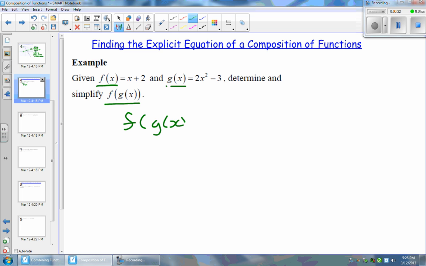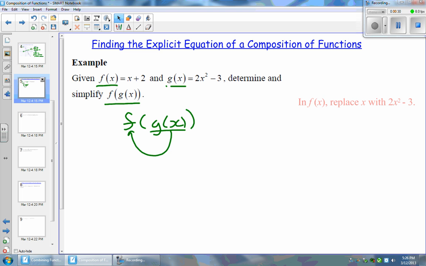What's actually happening here is that I'm taking that g function and I'm putting it into the f function. So in other words, I'm going to sum it up with this nice sentence that I have here. In f of x, you're going to replace x with 2x squared minus 3. And that 2x squared minus 3 is your g of x function. Okay, so start with that f of x function.